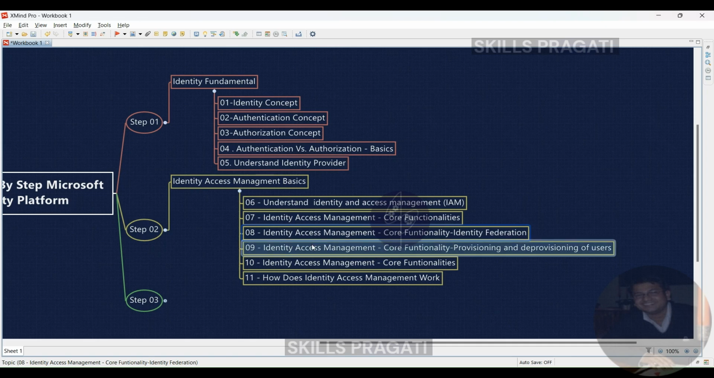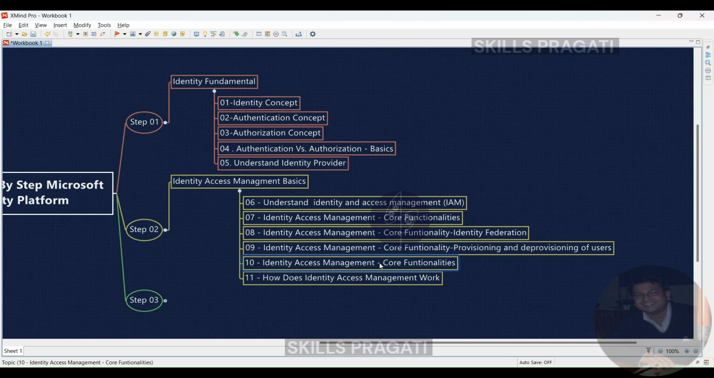Provisioning involves granting users access to resources based on their roles and responsibilities within the organization. Deprovisioning, on the other hand, involves revoking access when users no longer require it, such as when they leave the organization or change roles. IAM systems also support role-based access control, which assigns permissions to users based on their roles within the organization, and privilege management, which allows administrators to define and manage access rights at a granular level.